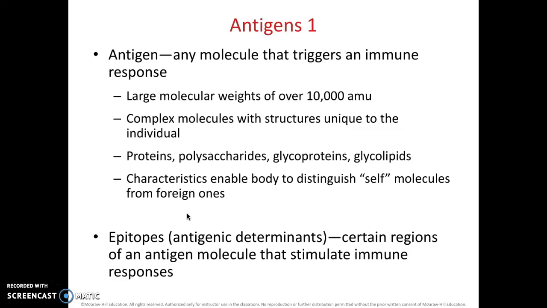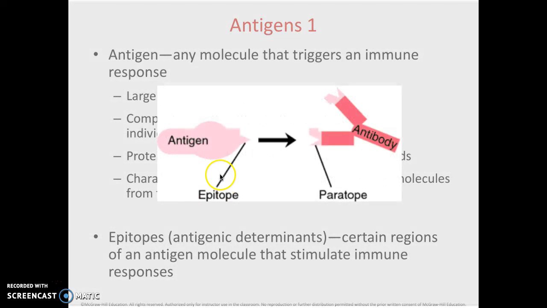Epitopes are the antigenic determinants, and these are regions of an antigen molecule that stimulate immune responses. Here you can see there's an antigen with an epitope. That epitope is the area that the antibody is going to recognize and bind to.